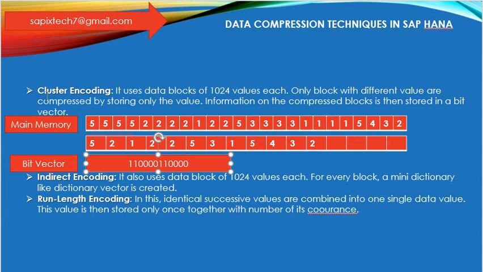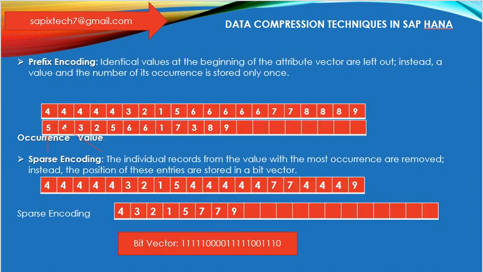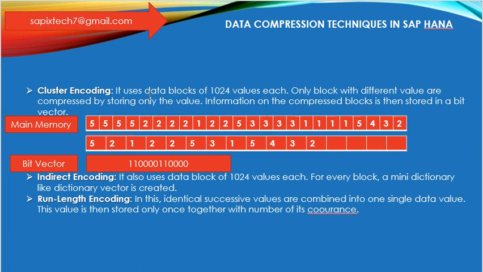So you can see the difference. Cluster encoding stores this value, but in the previous encoding, sparse encoding, the bit vector stores the position of this. So this is the difference you can see here.